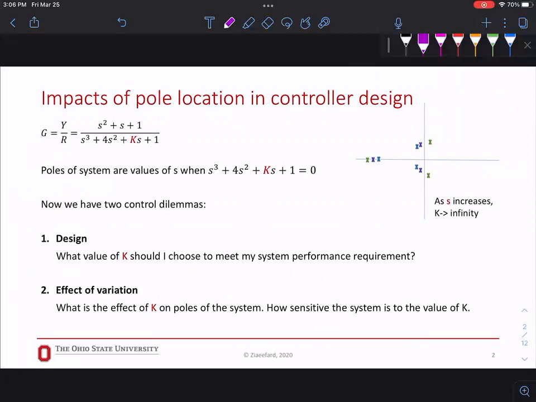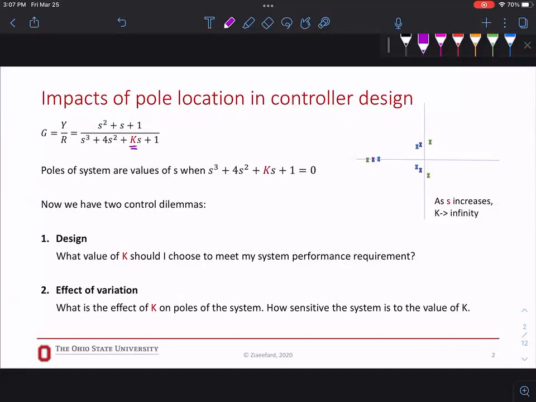Assume G is a closed loop transfer function of a system. We don't know what the system is. We have the transfer function. Now, if you look at the denominator, that's where we get the poles, right? We put the denominator equal to 0. Now, I have a K value here, so I don't know where all the poles are. The poles depend on K.